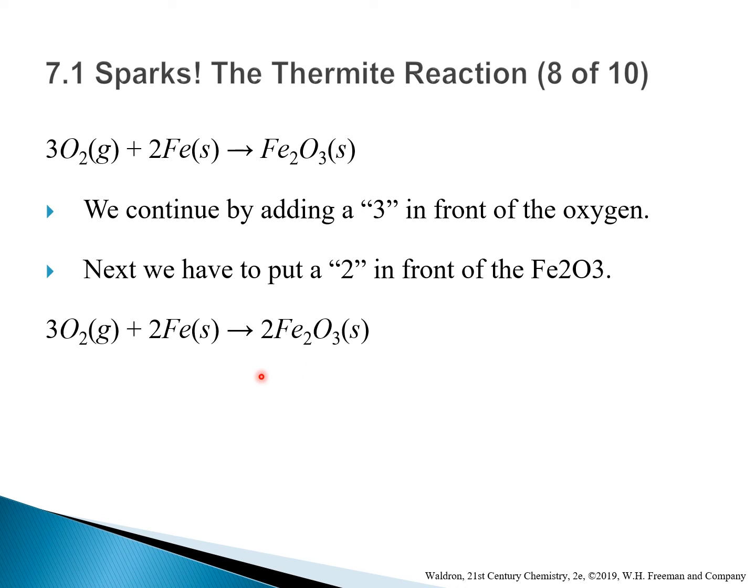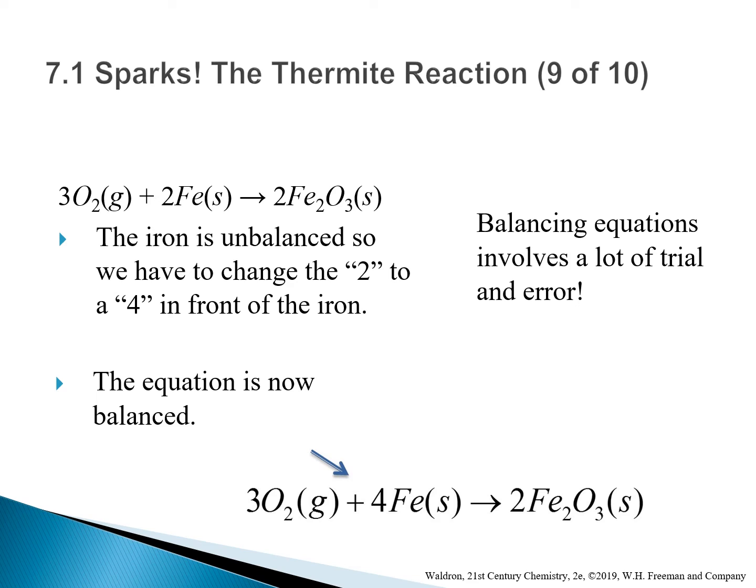Now there are 6 oxygen atoms on each side, 2 times 3. But unfortunately, the iron is no longer balanced. There are 2 iron atoms on the left and 4, 2 times 2, iron atoms on the right. Since the iron is unbalanced, we have to change the 2 to a 4 in front of the iron.